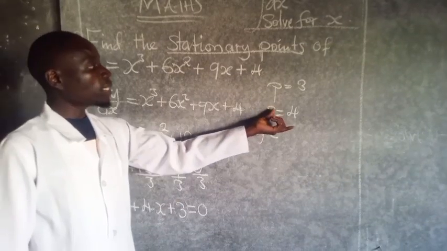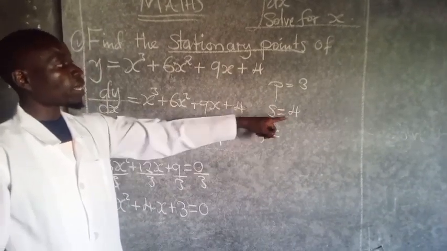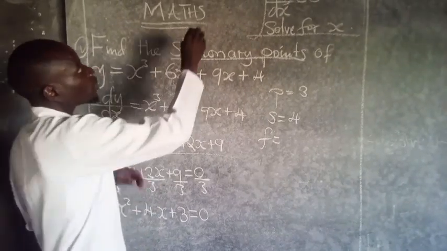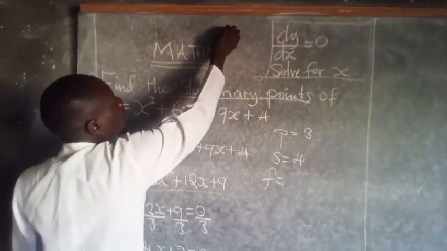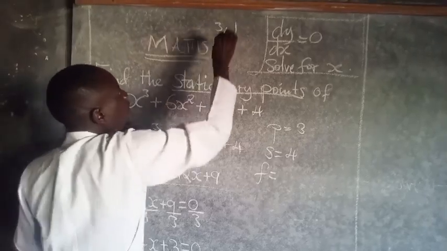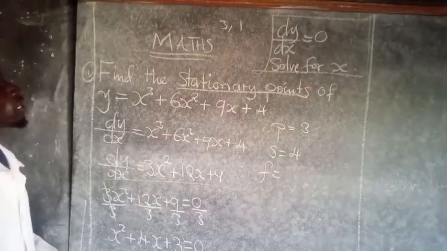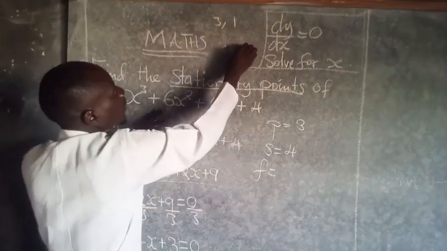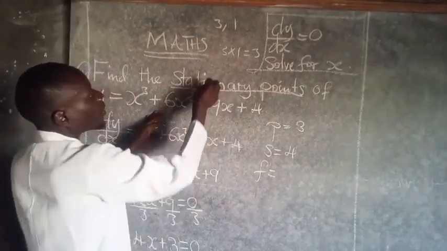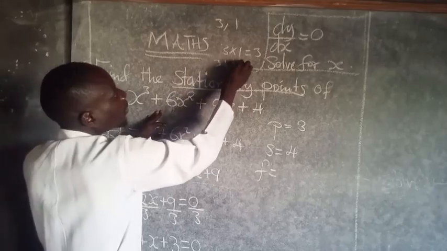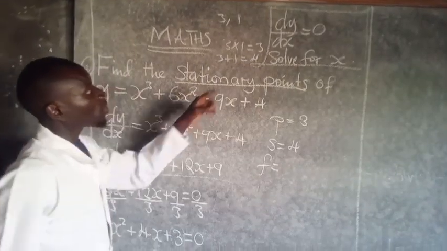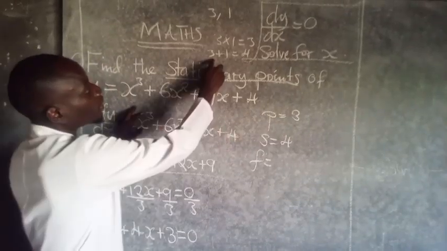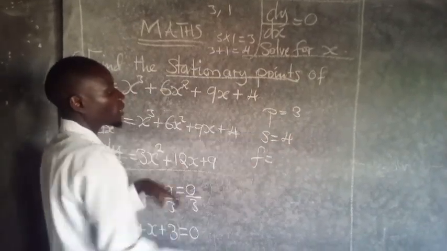And then after adding the same two numbers, the answer has to be 4. And so those two numbers that we need are positive 3 and positive 1. So when we multiply, 3 times 1, the answer is 3. And when we say 3 plus 1, the answer will be 4. So this 3 is the product that we have, and this 4 is the sum that we have.